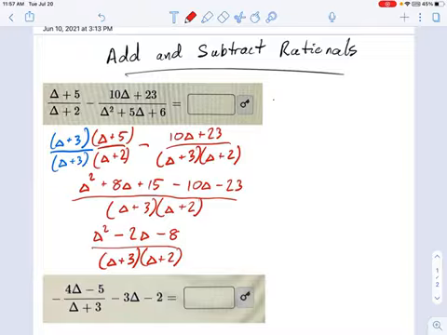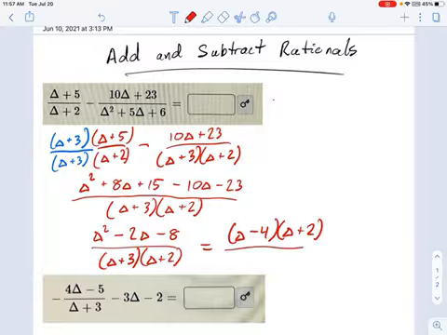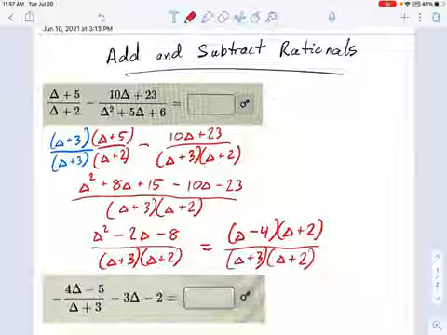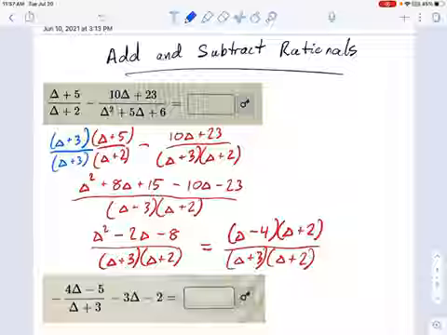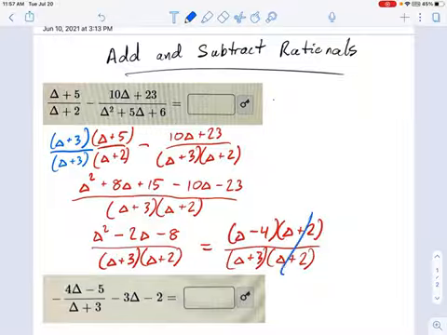And trying to think, I think that top factors into delta minus 4 and delta plus 2. Double check me there, but that should work out. And the bottom, I still have delta plus 3 and delta plus 2. And you see the advantage of keeping the bottom in factored form, right? Now, there's no extra work. I just have to cross out the delta plus 2's, and I get my final answer, which is delta minus 4 over delta plus 3.